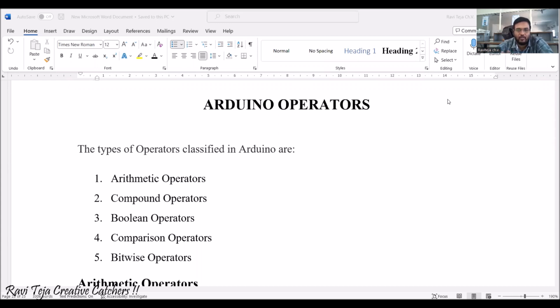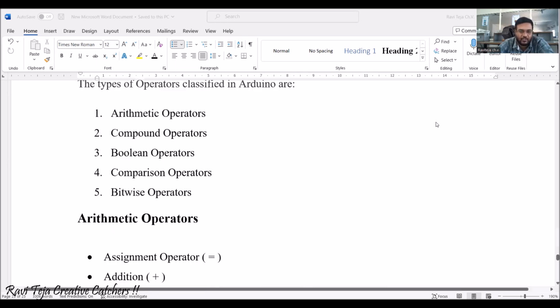In today's class, we are going to learn about Arduino operators. There are several varieties of operators with respect to Arduino programming. These operators are very much useful for programming in order to have a particular logic or concept. Especially for the Arduino, the types of operators are classified into arithmetic operators, compound operators, Boolean operators, comparison operators, as well as bitwise operators.